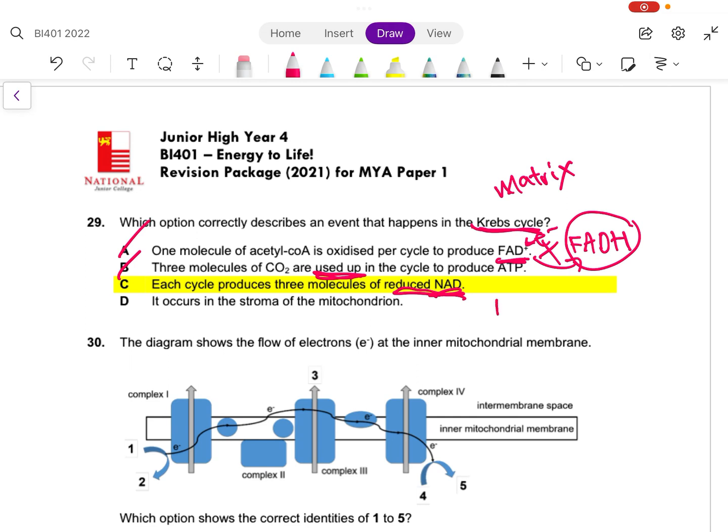Each cycle produces 3 molecules of reduced NAD. What is reduced NAD? Reduced NAD is actually NADH, right? When you gain a hydrogen, there's a form of reduction. So yes, each cycle produces NADH. And this NADH will be brought to the electron transport chain, where you'll give up its electrons, and you'll flow down the electron transport chain. So C is the answer. Let's look at D. It occurs in the stroma of the mitochondrion. Stroma refers to inside the chloroplast. So this statement is wrong because it's referring to the wrong place.